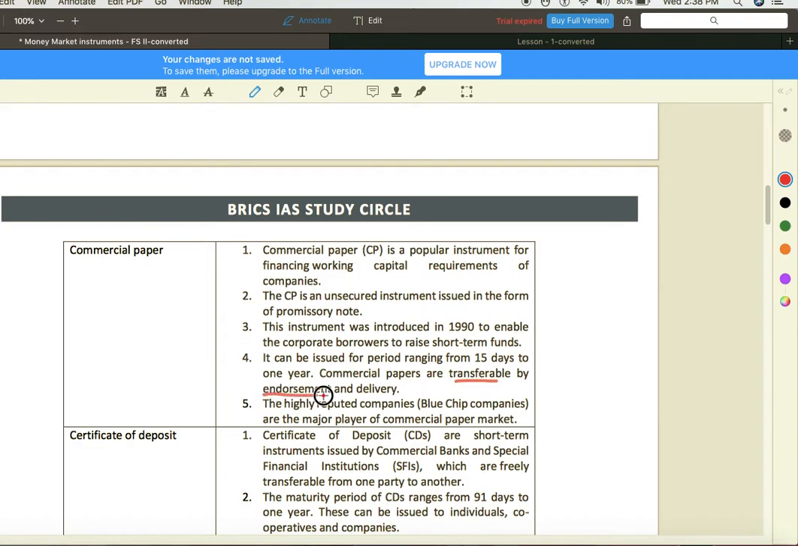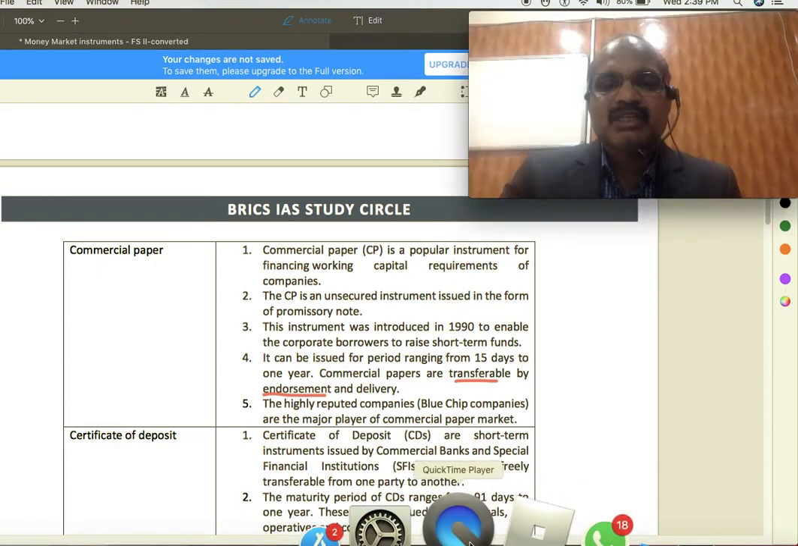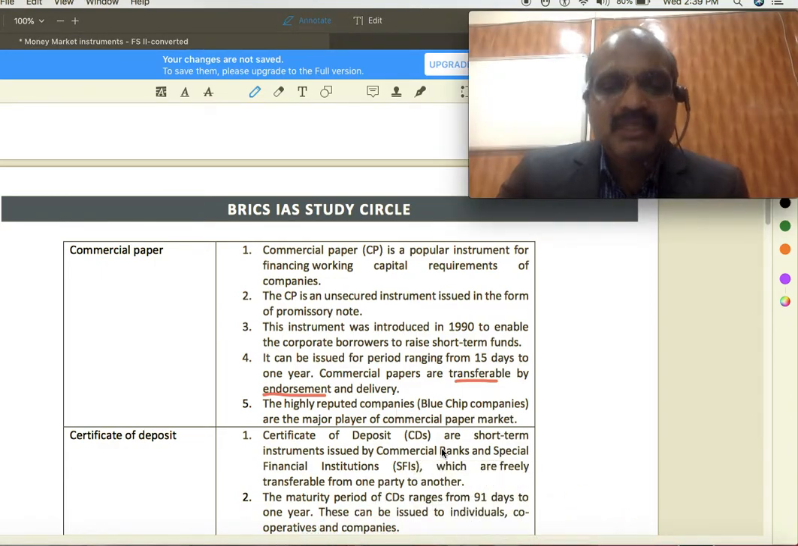I bought a commercial paper from a company, which means I have invested money. Let's say I bought a commercial paper with 25 lakh rupees face value. They must have clearly mentioned on the promissory note how much interest they would be paying after so and so time. What if I want money before that date? I can transfer it to others. How will I transfer it?